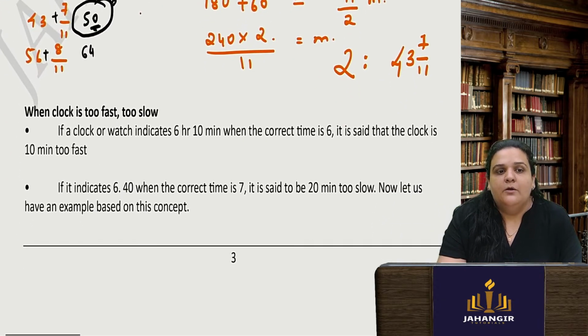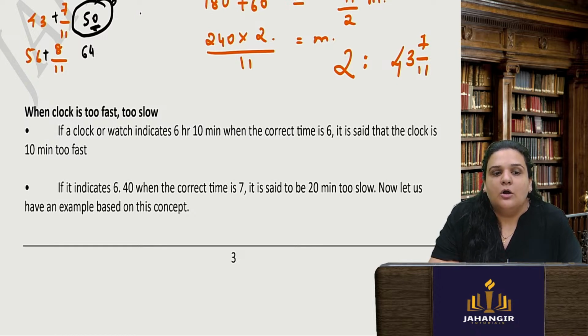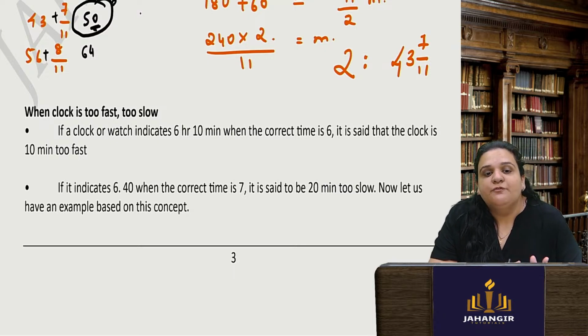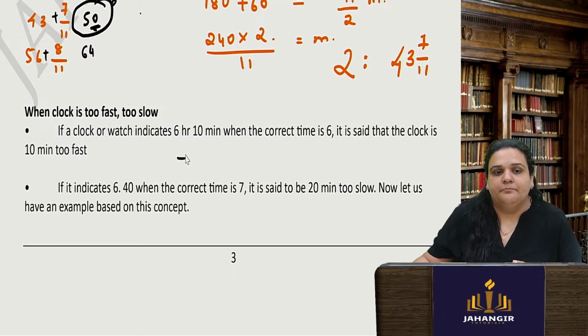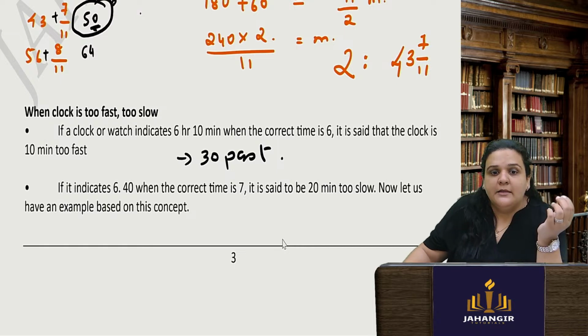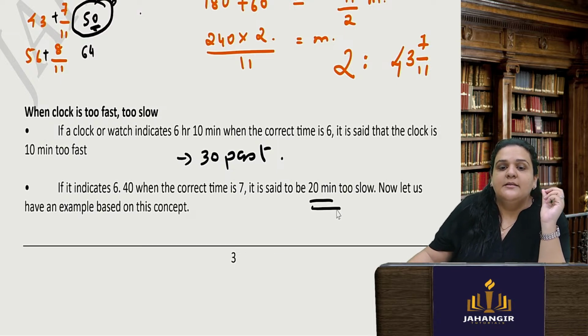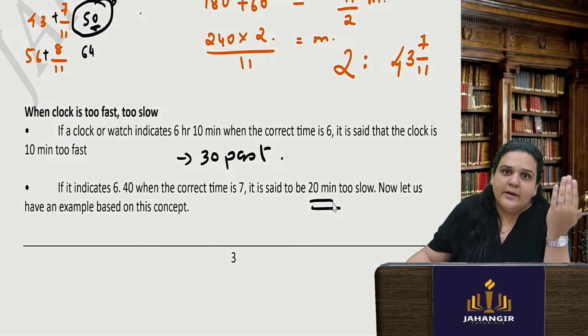Let's move forward: when a clock is too fast or too slow. Say if a clock or a watch indicates 6 hours and 10 minutes, we will say that the correct time is 6. It is said that the clock is 10 minutes fast. If it indicates 6:40, then the correct time is 7, because it is already past 30. So I can say the time is 7 and it is said to be 20 minutes too slow, 20 minutes behind.